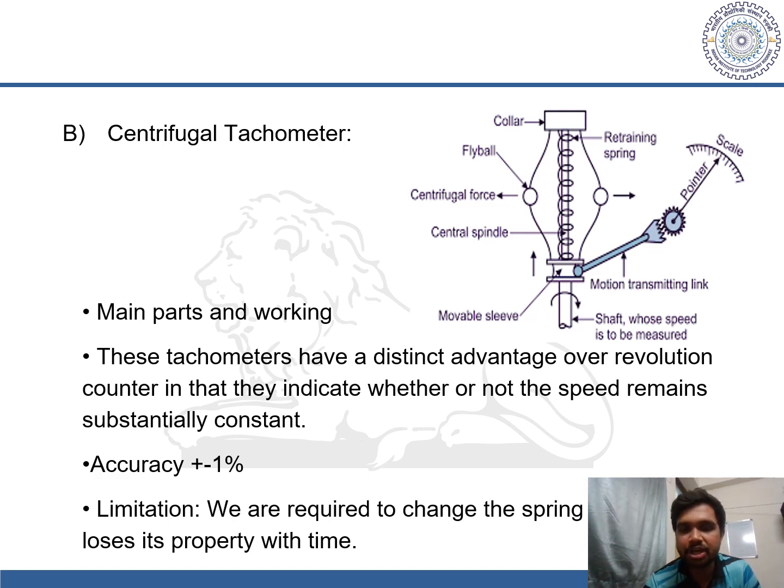These tachometers have a distinct advantage over the revolution counter in that they indicate whether or not the speed remains substantially constant. The accuracy of this apparatus is plus minus 1%, and the limitation is that we are required to change the spring over time because it loses its property.